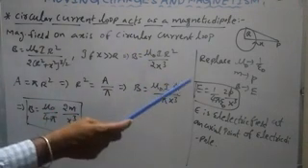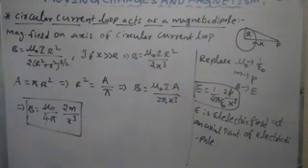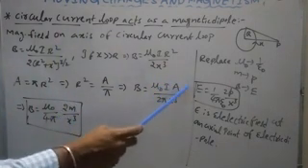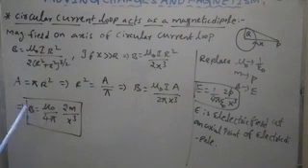Now multiply this equation by 2 and divide by 2. I into A gives the magnetic moment. So B is equal to mu naught by 4 pi into 2m by x cube.